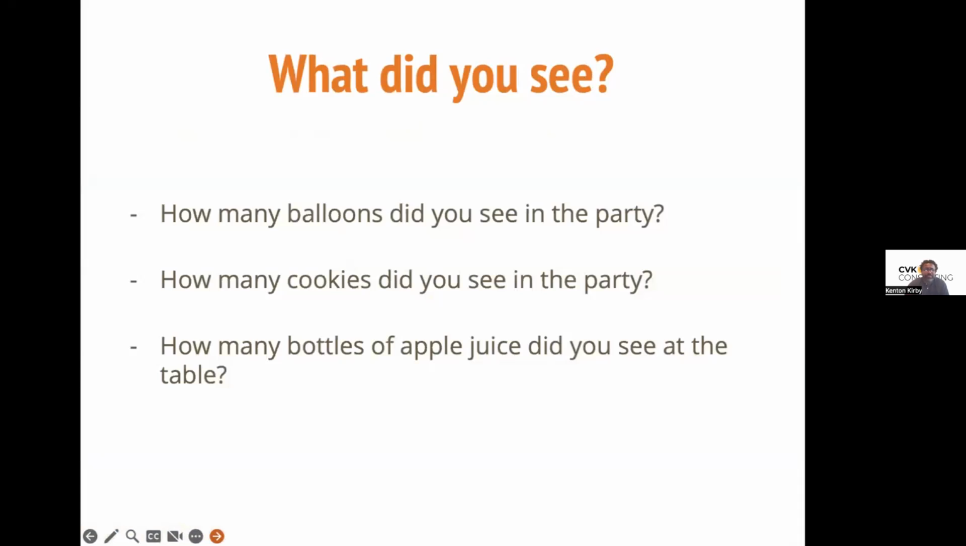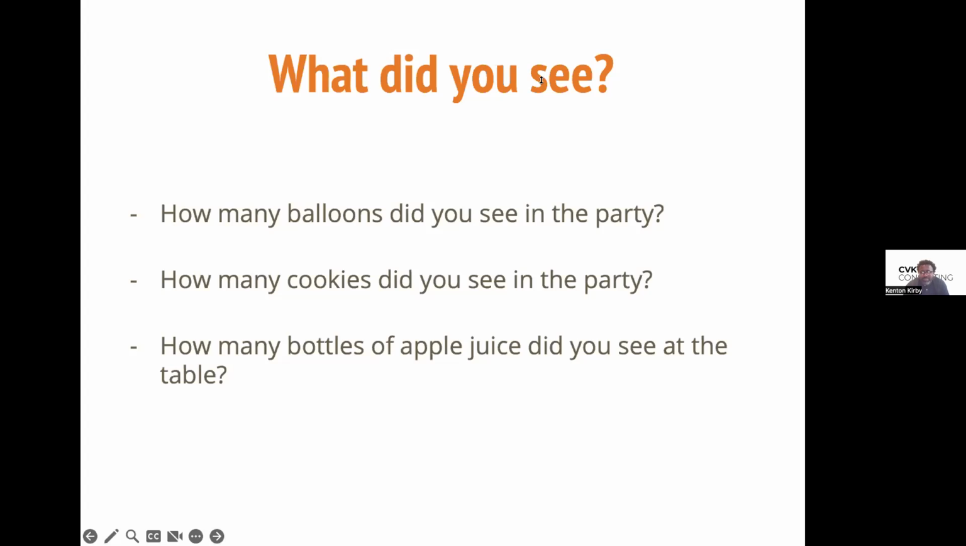So you all looked at the picture. There was a nice party there. In the chat, how many balloons did you see in the party? Put it in the chat. Some folks said 6, some folks said 5, 7. Some didn't count. All right. So the correct answer there is there were 6 balloons. We'll go back to the picture.